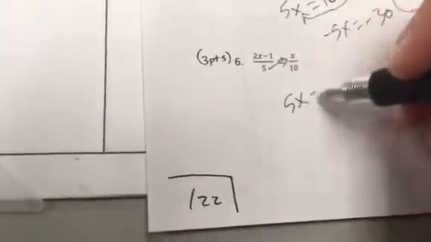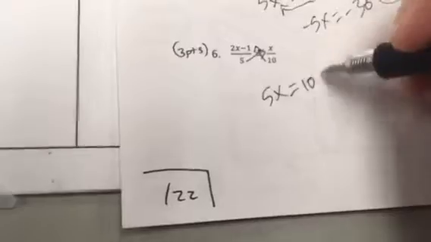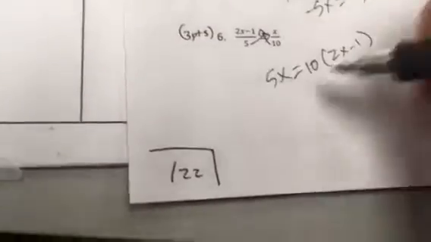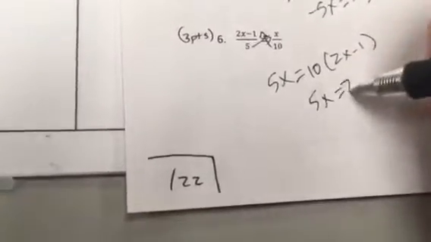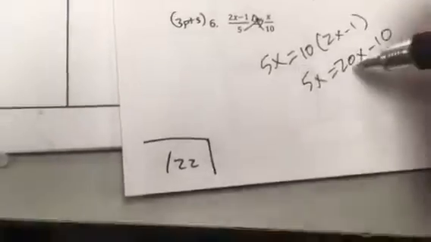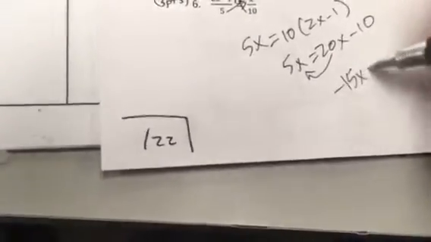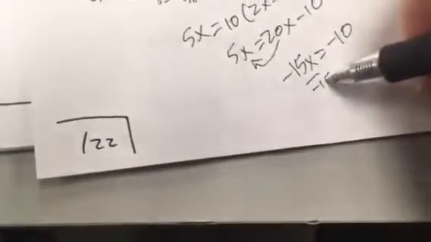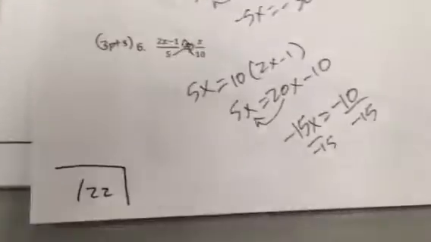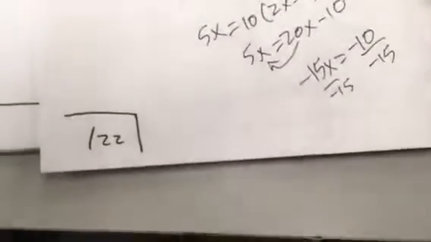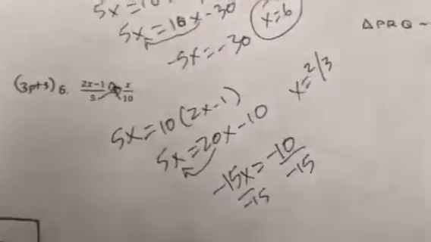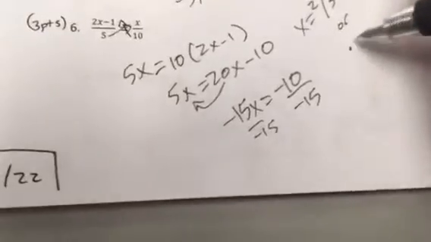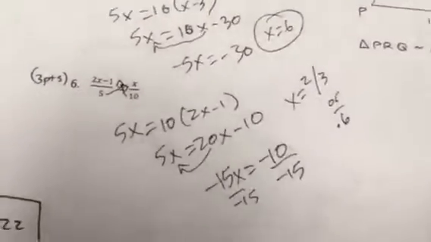Here you got 5 times x. 5x is equal to 10 times the quantity, 2x minus 1. So 5x is equal to 20x minus 10. Again, subtract 20x from both sides. Negative 15x equals negative 10. Divide both sides always by what's attached to x. First off, a negative divided by a negative is a positive. 10 over 15 is 2/3, or 0.6 repeating.